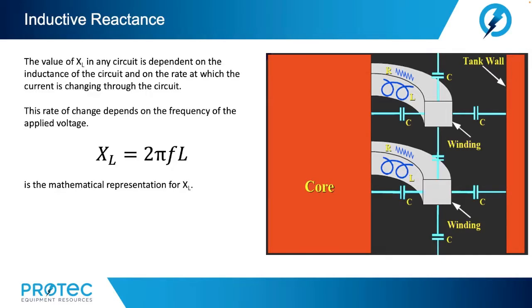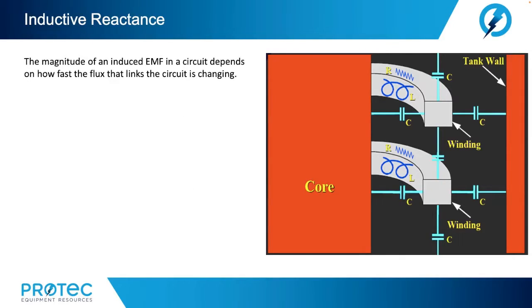X sub L equals 2 pi F L is the mathematical representation for inductive reactance, where pi equals approximately 3.14, F is the frequency measured in hertz, and L is the inductance measured in henries. The magnitude of an induced EMF in a circuit depends on how fast the flux that links the circuit is changing.